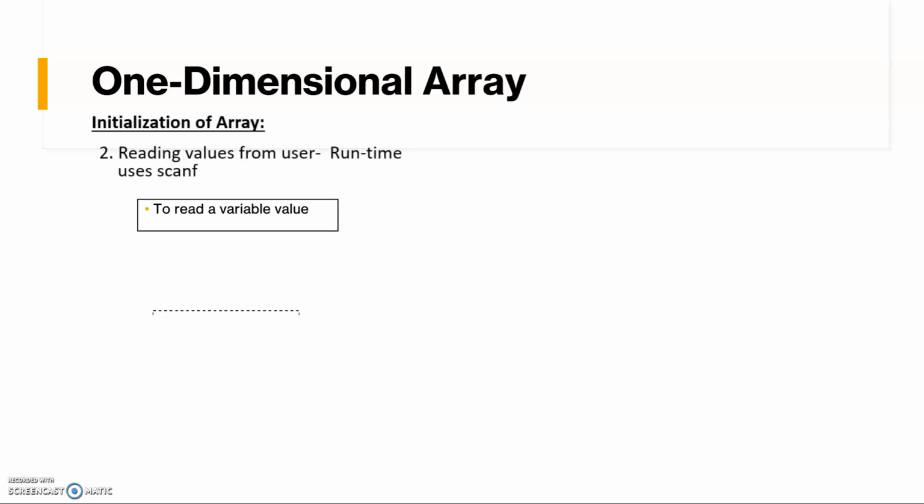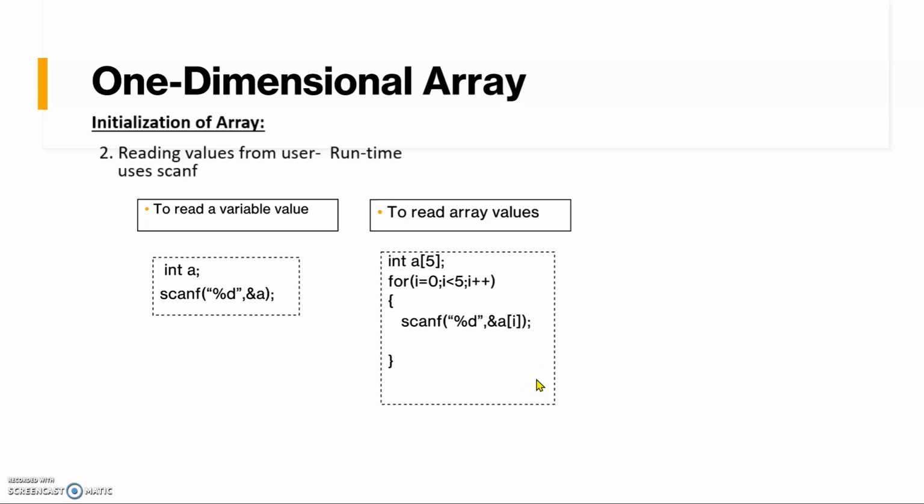Okay, and if you want to read the values at runtime from the user, then you can use the scanf statement. If you want to read a normal variable, this is the approach we are following. But if you want to read more than one value into a single variable name, then we need to repeat the same statement providing the index. That can be done by using your for loop.